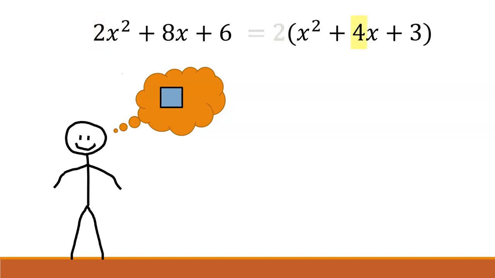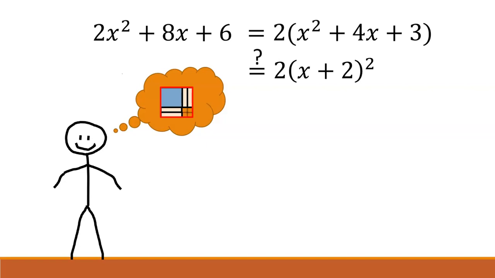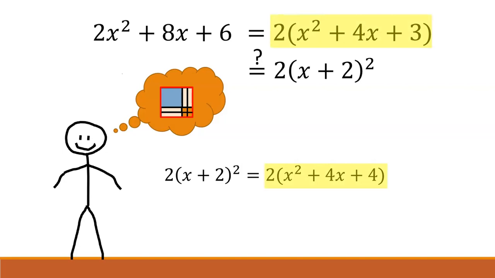Now let's focus on the linear coefficient. That's the 4. If we take the 4 and divide it by 2, we get 2. That 2 tells us that the length of each side of the square we're forming is x plus 2. Now we'd like to know if the polynomial we've written so far with the perfect square in it is equivalent to the original polynomial. So let's take that 2 times the quantity x plus 2 squared and rewrite it and compare it to the polynomial that we had when we factored the 2 out.